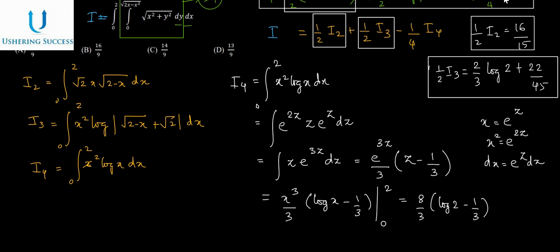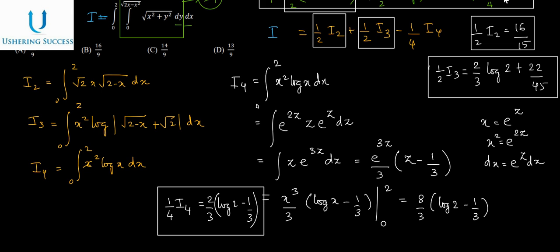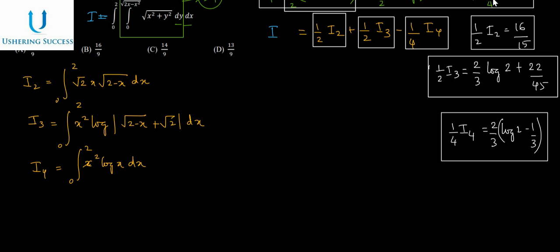So 1/4 of I4 will be equal to 2 by 3 log 2 minus 1 by 3. So this is the value of 1/4 I4 which we need as the last term. So now let's put all the terms together and find the value. So the integral I is the summation of these three.